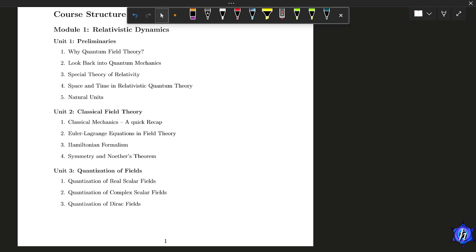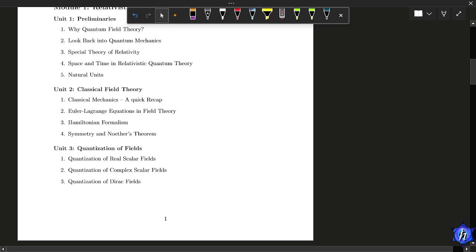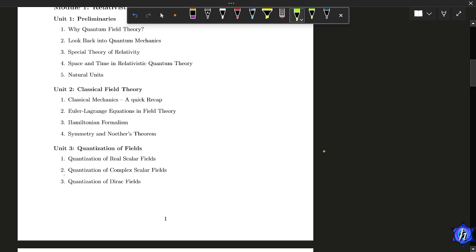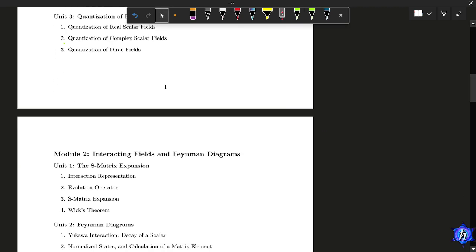Now the third unit is the quantization of fields. We'll slowly move on to the quantization of fields. We'll see how real fields are quantized, how complex scalar fields are quantized, and then we'll move on to the quantization of the Dirac field. Quantization of the Dirac field is one of the most important units that we need to cover, and then we'll move on to module 2.